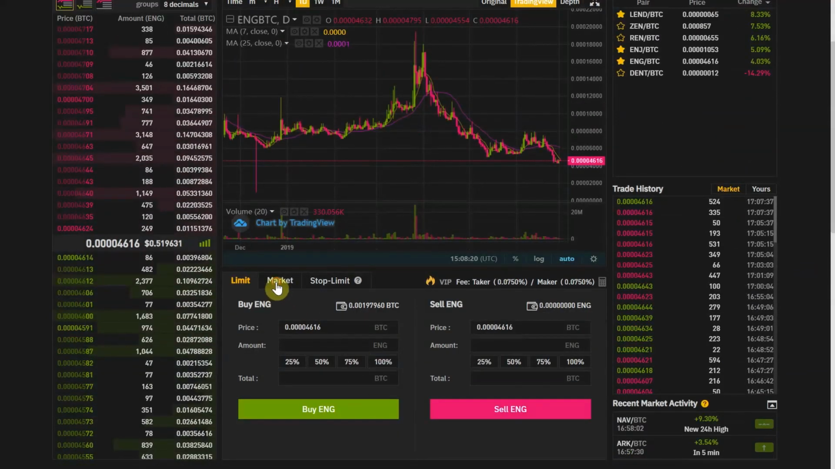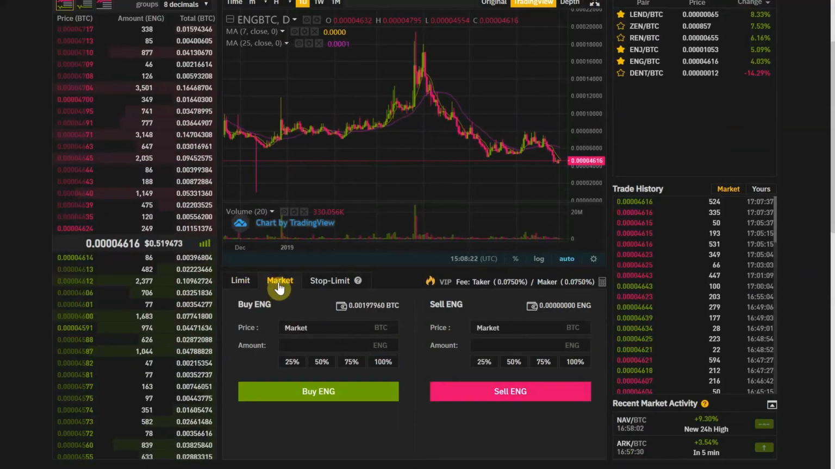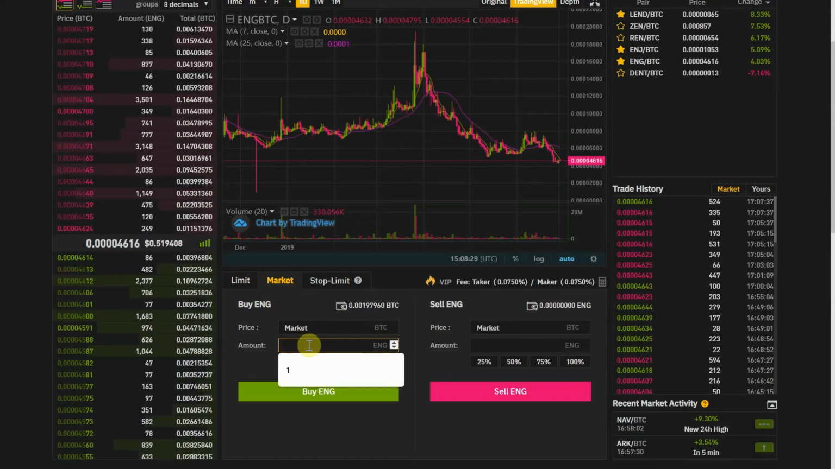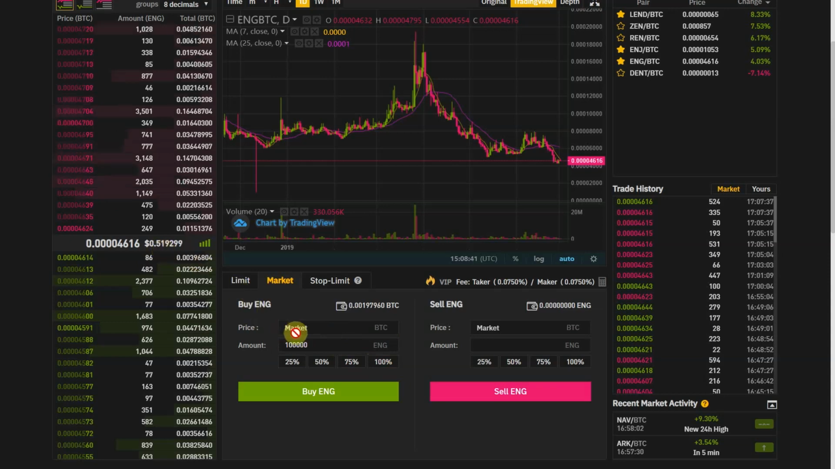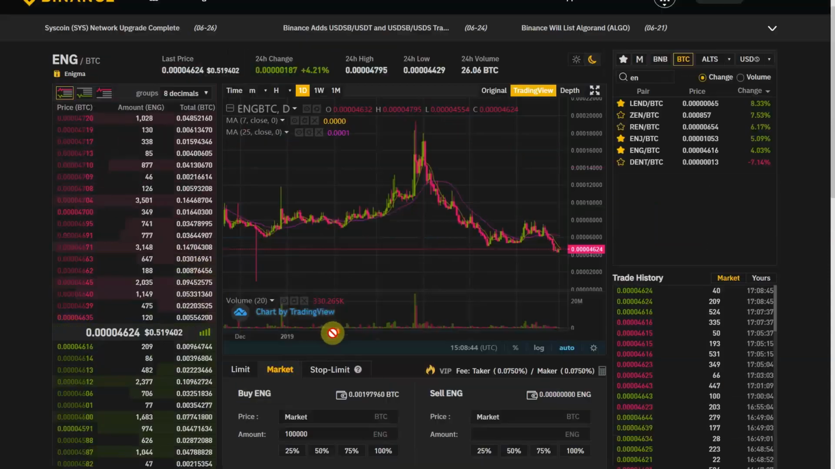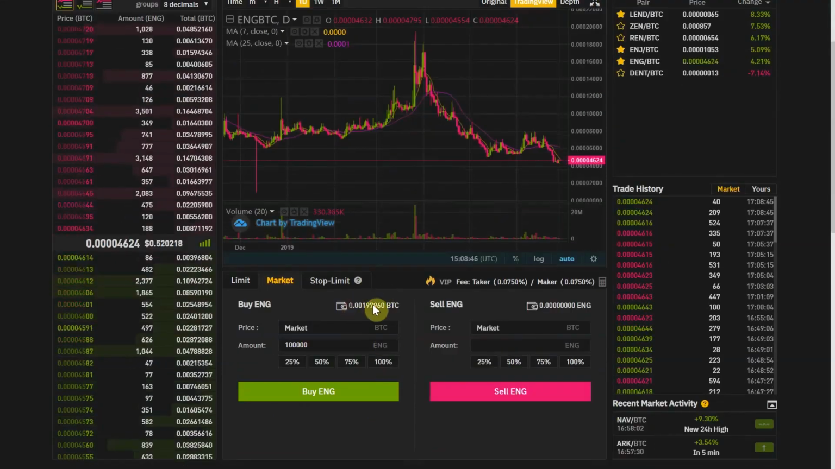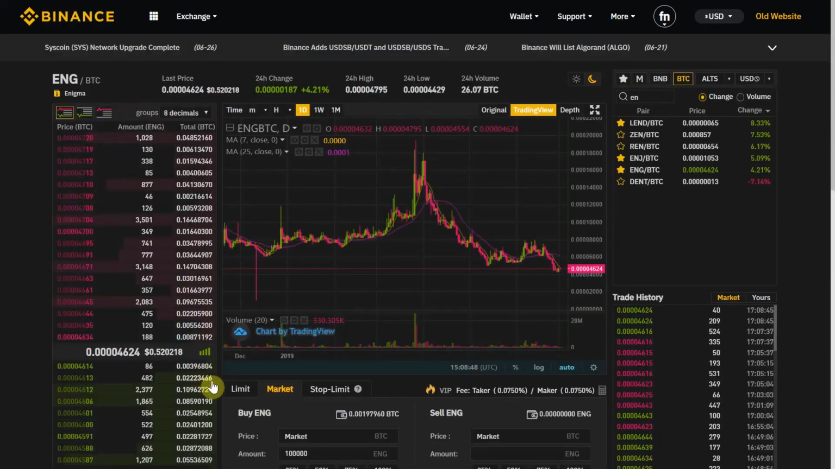So if we move to market order, what a market order does is basically you don't select the price, you just want to buy it. And let's say I wanted to buy 100k of Enigma. I don't even know how much this would be. 100k, this 50k. The way this works is, of course, you have to have enough money to buy it, otherwise it won't fill 100% of your order.